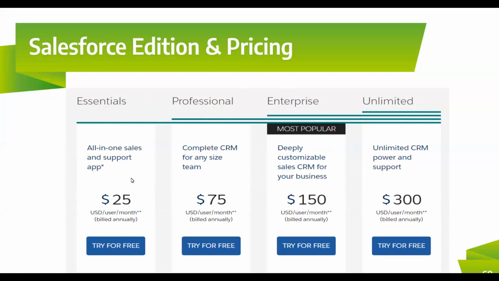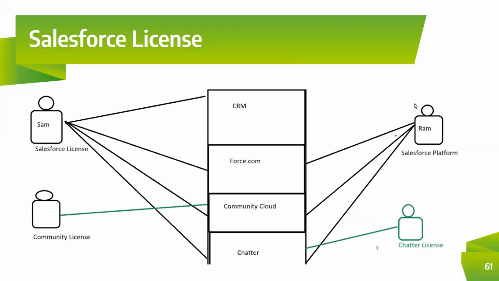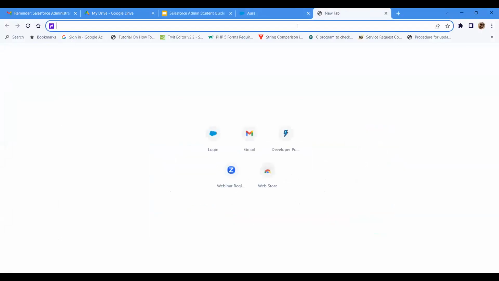So it is going to be the Essential edition for sales and support application. Per month they charge about $25. Whereas coming to Professional edition, it charges about $75. Enterprise edition will be charged $150. Whereas Unlimited edition, they're going to charge $300. And in case you want to know about these editions and pricing, you just go and search Salesforce pricing and editions.